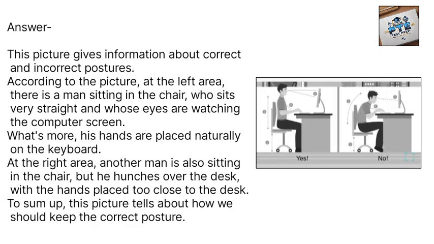This picture gives information about correct and incorrect postures. According to the picture, at the left area, there is a man sitting in the chair who sits very straight and whose eyes are watching the computer screen. What's more, his hands are placed naturally on the keyboard. At the right area, another man is also sitting in the chair, but he hunches over the desk with the hands placed too close to the desk. To sum up, this picture tells about how we should keep the correct posture.